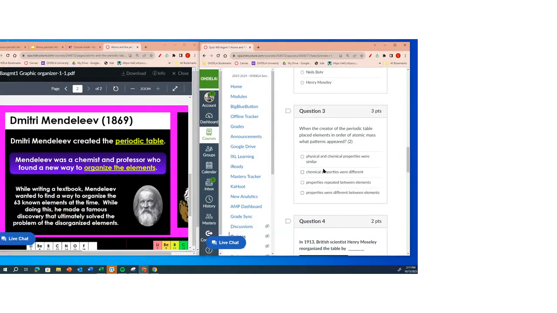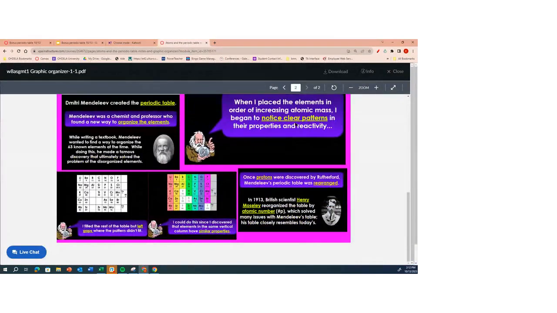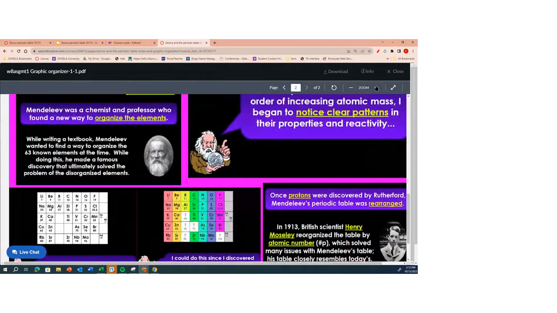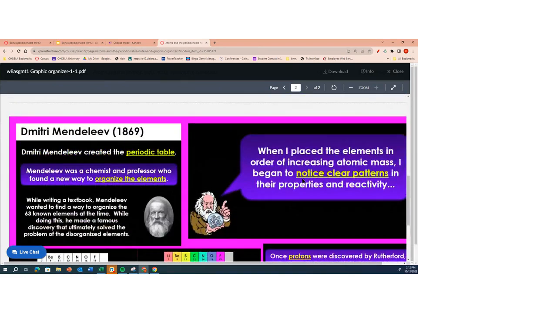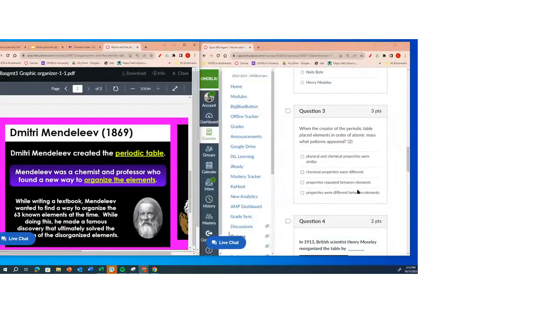All right, number 3. Oh, this is a tough question. When the creator of the periodic table placed elements in order of atomic mass, what patterns appeared? So here it is. He discovered that the elements were similar in the vertical columns, and that there were patterns. He discovered that the physical and chemical properties were similar.